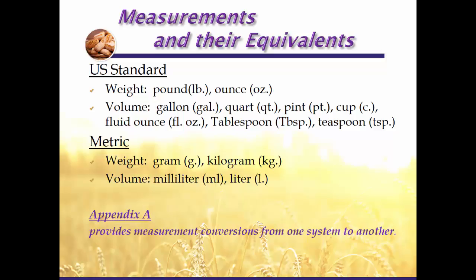When it comes to volume, gallon is usually GAL, quart, QT, pint, PT, cup, C, fluid ounce, FLOZ, tablespoon, capital T, TBSP, and teaspoon is usually in lower caps, tsp. When it comes to metric, we use in weight, gram is G, and kilogram is kg. In volume in metric, we use milliliter ml, and liter is L. In Appendix A, it will show you how to provide measurement conversions from one system to another. Please read up on that and become familiar with that.